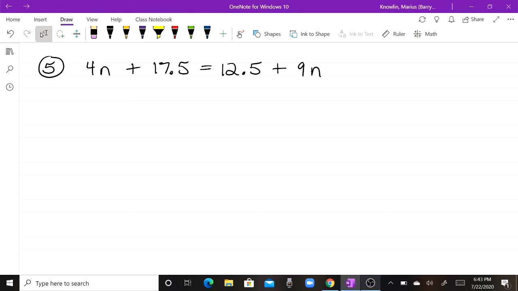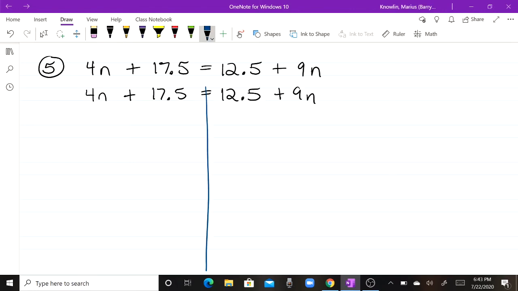We have 4n plus 17 and 5/10 equals 12 and 5/10 plus 9n. So we first want to start by rewriting our problem and then dividing it into two sides. And now we have our left side and our right side.